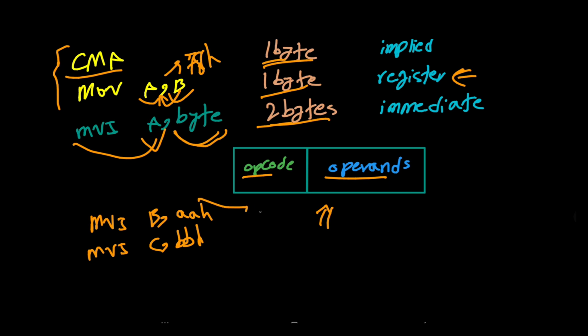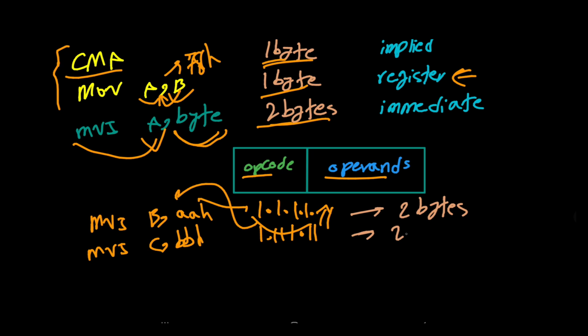Again, AA in hex means 1010 1010. You want to send these 8 bits of data to the B register and 1011 1011 to the C register. You have the option of doing this, and the length of these two instructions would be 2 bytes each. So using 4 bytes, you could just finish this program.